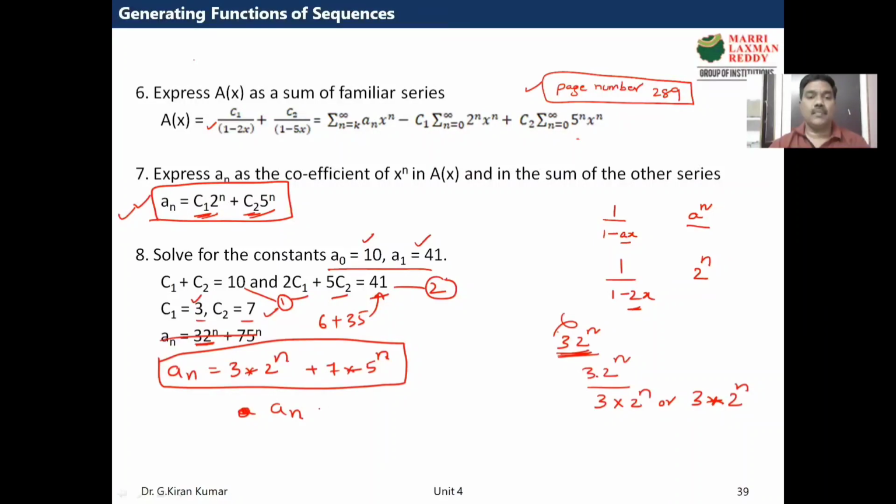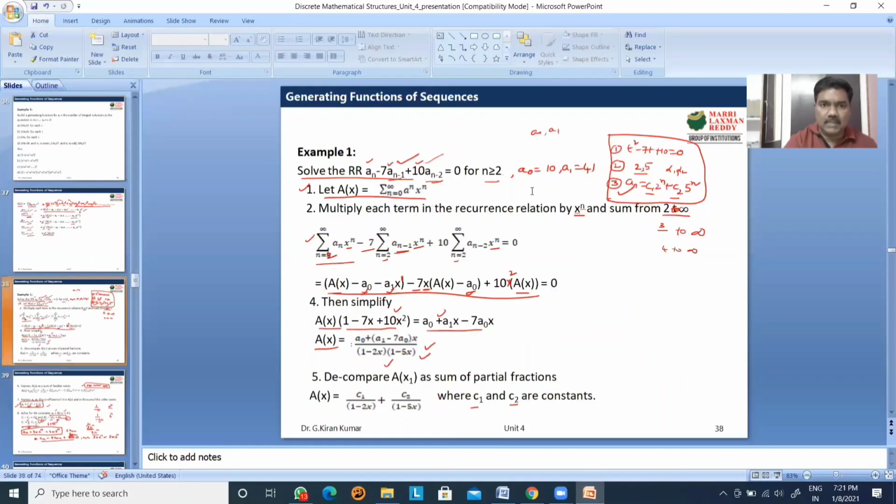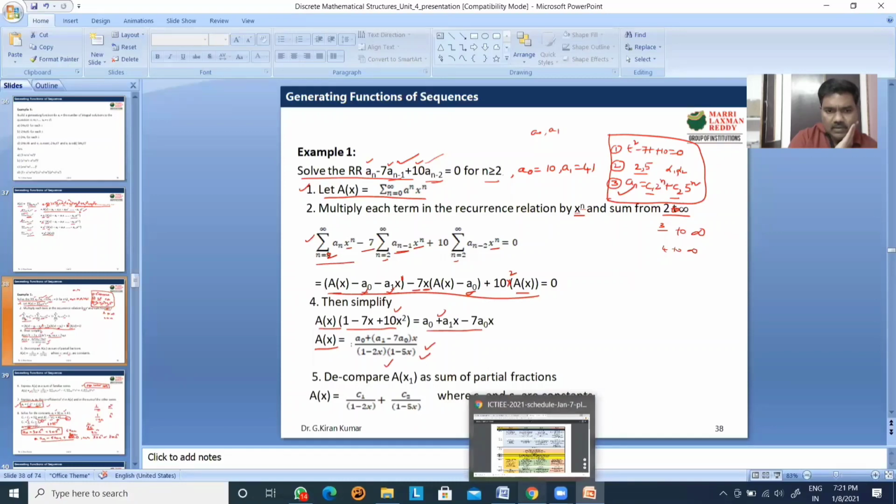Let us say a n minus 5 a n minus 1 plus 6 a n minus 2 equal to 0. Let me write it: a n minus 5 a n minus 1 plus 6 into a n minus 2 equal to 0. Let us say a0 and a1. Please try to write these sentences as they are, like express A of x as sum of familiar series. You please try to practice also. Like step 5, decompose A of x as sum of partial fractions. Simplify, and multiply each term in the recurrence relation by x power n and sum from 2 to infinity. Please mention these, they are a little important. Otherwise, whatever people are doing is fine.